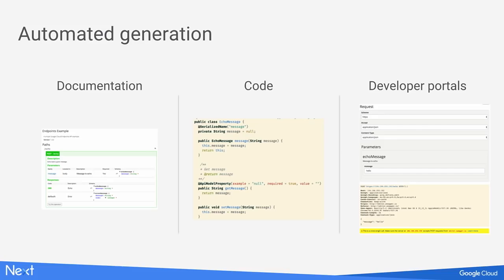Cool, so what do I get from this? Actually, a bunch of stuff. You get a lot of really cool things. You can create documentation from this that is very readable for humans. You can create code. And you can even create developer portals, which is very useful.